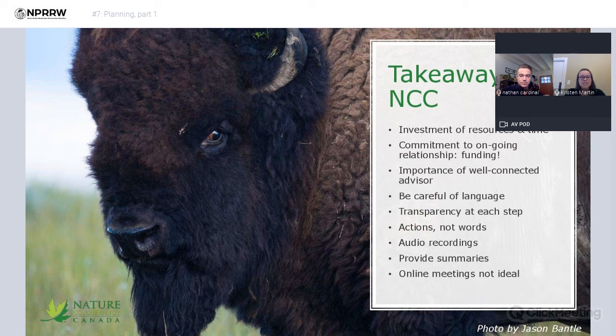I think having a well-connected advisor. So I think having Philip as part of the team to bring together that group of advisors was really important, and he had different connections and different networks of people, and I don't know if we would have been as successful without his guidance and his help in that area.